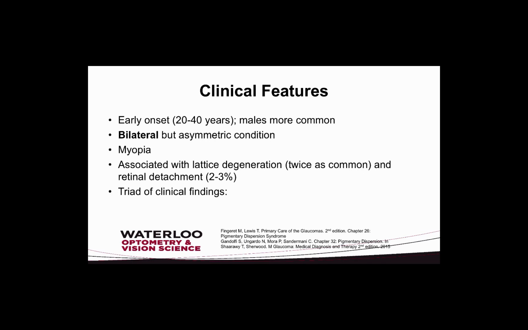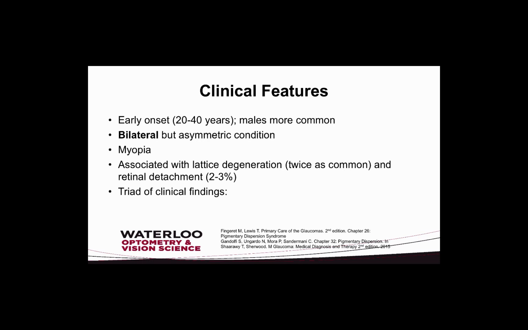One thing that differentiates pigment dispersion from our other glaucomas is that it does occur earlier on. The typical feature of somebody that has pigment dispersion syndrome is a young male, often between the years of 20 and 40. It tends to be a bilateral but asymmetric condition, so it's not uncommon that we're going to see it more advanced in one eye than the other eye. It's more associated with myopia and lattice degeneration, and because of the lattice degeneration, there's a link to retinal detachments.